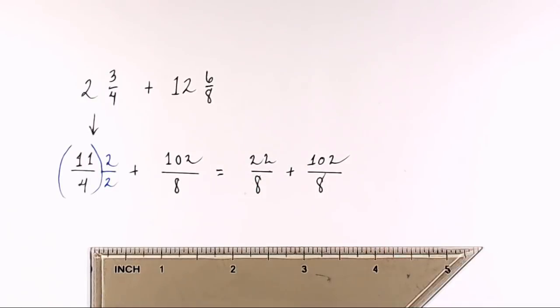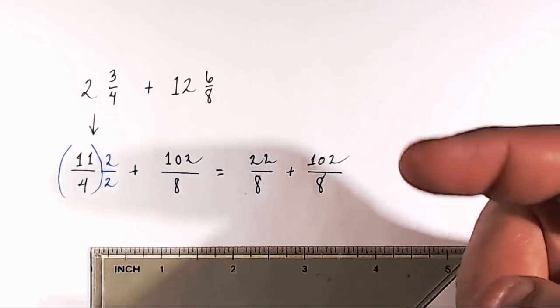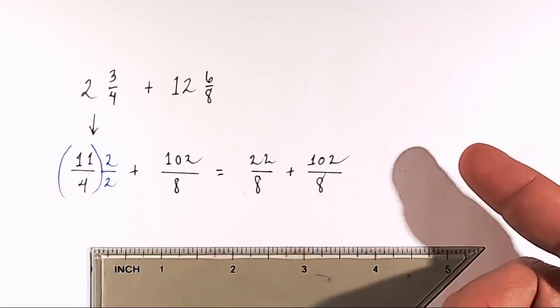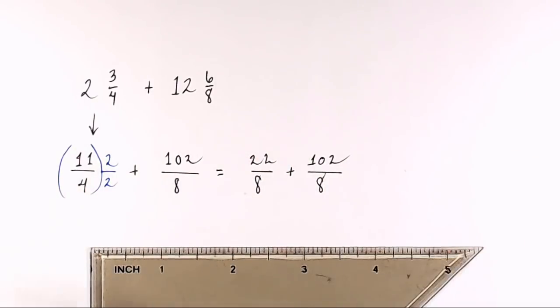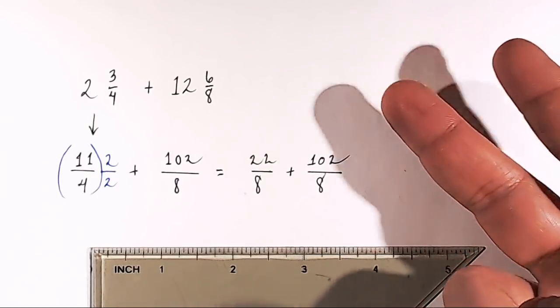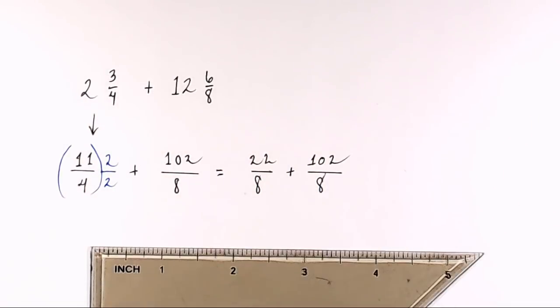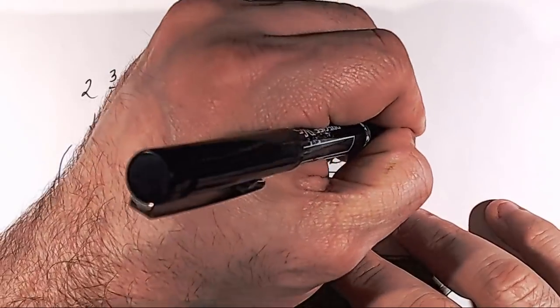So now we just have to add 102 plus 22. I'll do this two ways. First, we'll do it in our heads. So you go like this: 102, 112, 122, 123, 124. So I think it's 124. We kind of get a guess in our heads, and then we check.